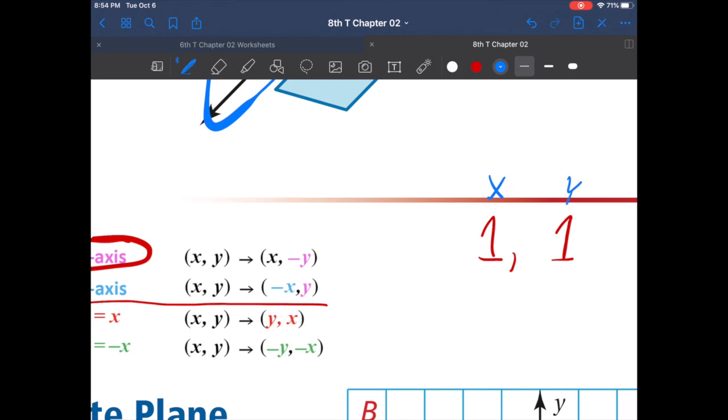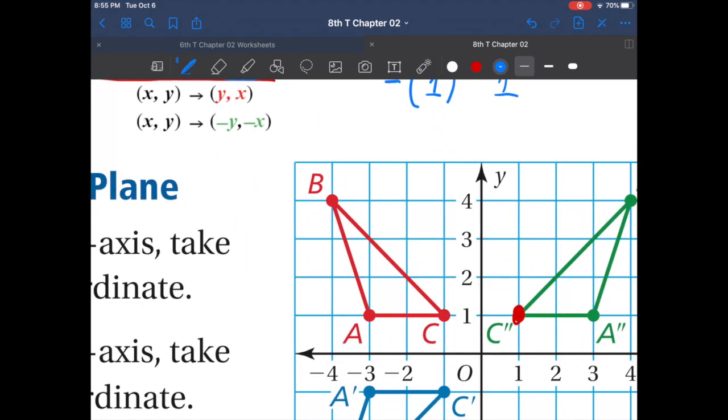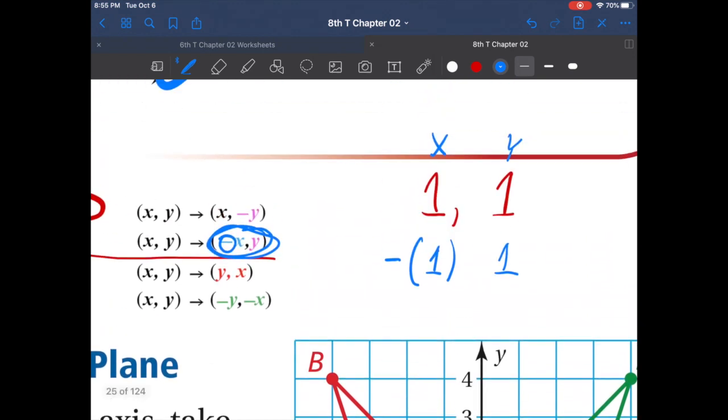So we have our original coordinates, x and y. What happens with these numbers? I'm just going to put parentheses here. That's my x. And what happens with it? It turns negative. And then the y just stays the same. So my new point should be negative 1, 1. Let's see if that's true. And here it is, right? So we went across the y-axis, all right?